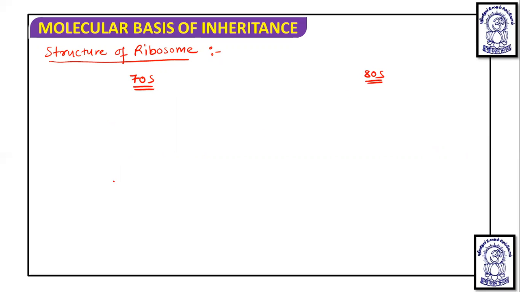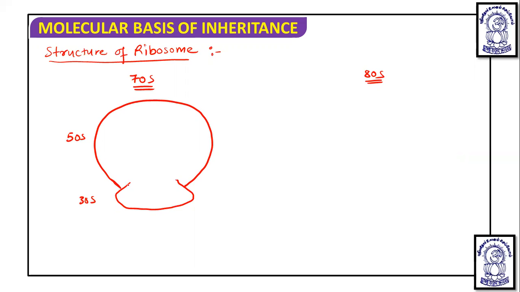If it is a 70S ribosome, it has a large subunit and a small subunit. The large subunit is 50S and the small subunit is 30S. Now, in between these two, three sites are there: one is the E site, one is the P site, and one is the A site. In the same way in the 80S ribosome, one is a large subunit and one is a small subunit. The large subunit is 60S and the small subunit is 40S.